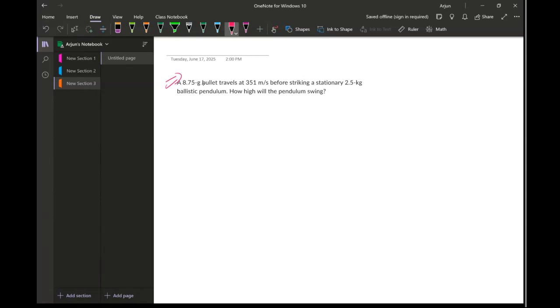A bullet of 8.75 gram travels with 351 meters per second before striking the stationary 2.5 kg ballistic pendulum. How high will the pendulum swing? If I look into this question, I will write the equation m1v1 plus m2v2, which is a conservation of momentum equation, m1v1 plus m2v2. This is final. Here it is initial. I'm going to put in the values. This all is before collision.